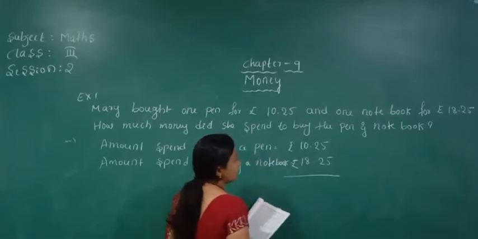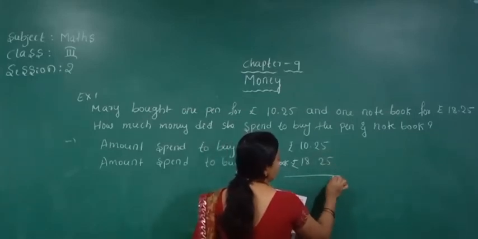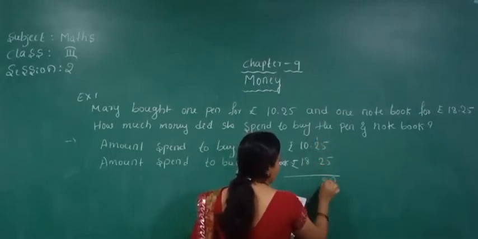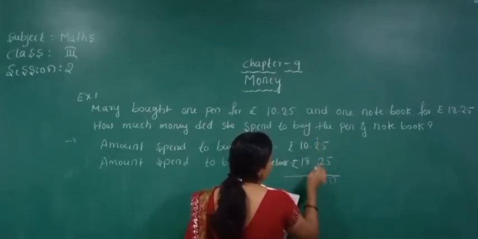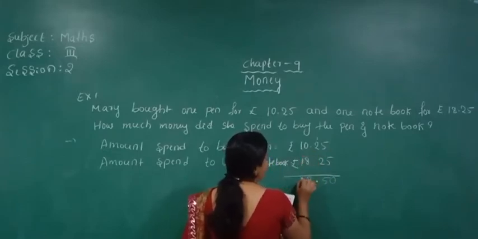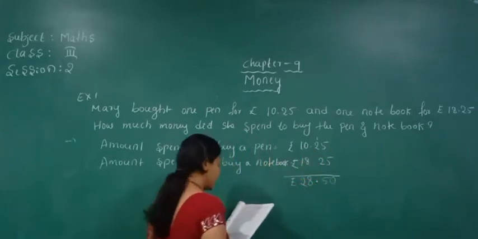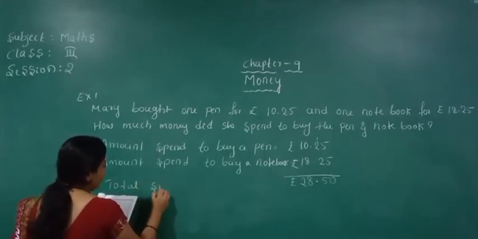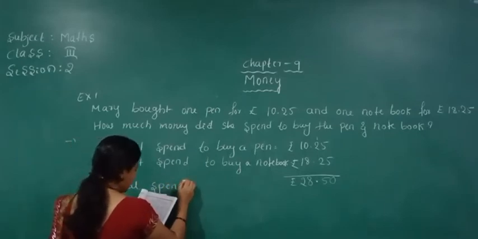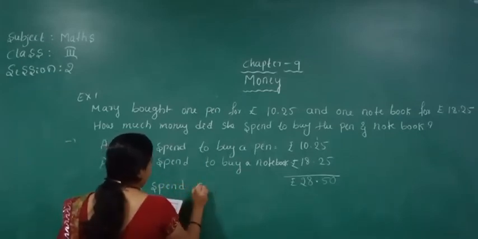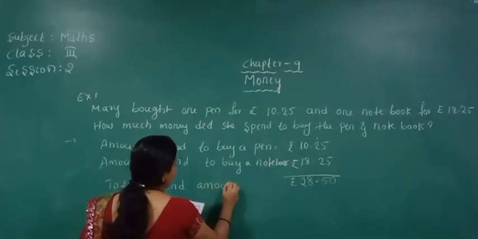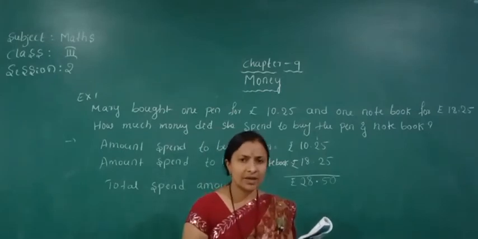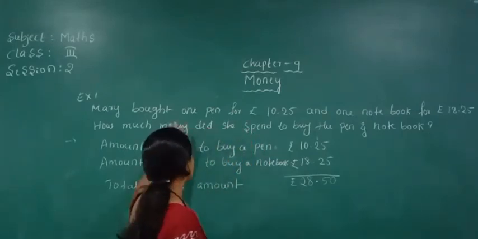Okay, so what will we write here? First we will add these two. 5 plus 5, 10. You carry 1. 1 plus 2, 3. 3 plus 2, 5. Okay. 0 plus 8, 8. 1 plus 1, 2. Yes. Rupees 28.50. So that is the total spent amount, rupees 28.50. Understood students?